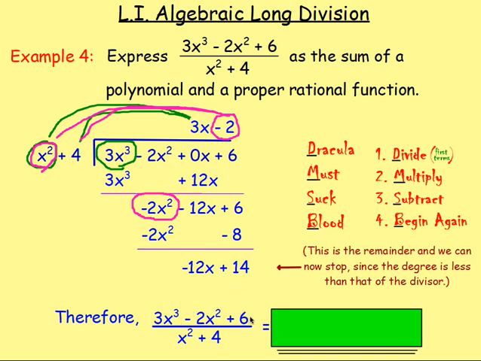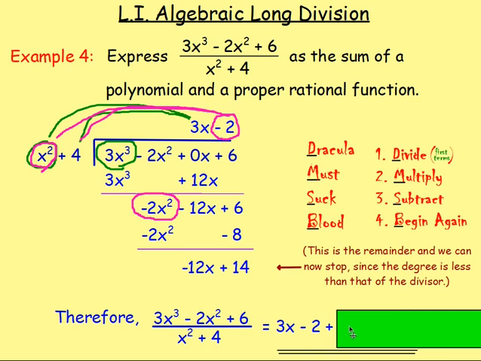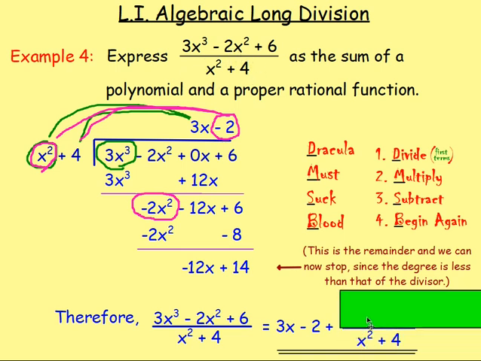So, if we're asked to write this as the sum of a polynomial and a proper rational function, we can say that it is equal to, well, you can see here that your answer is 3x take away 2. So that will equal 3x take away 2 plus, and to get the proper rational function, at the very start we were dividing by x squared plus 4, so we're still dividing by x squared plus 4, but what is the numerator? Well, that is just your remainder, negative 12x plus 14.